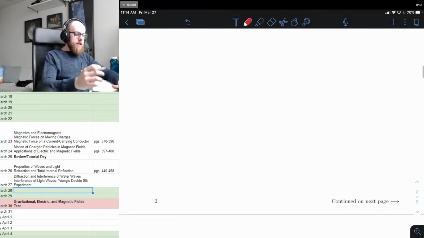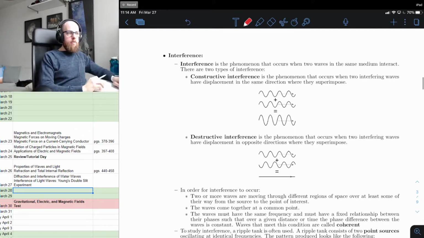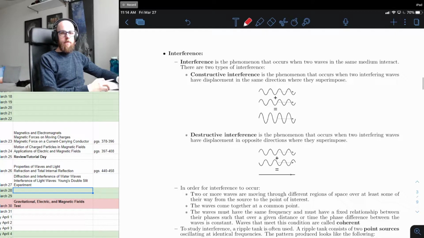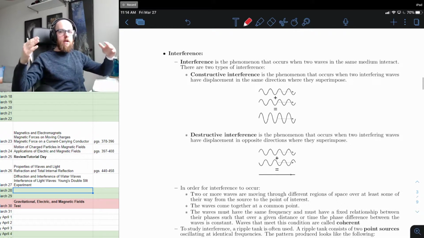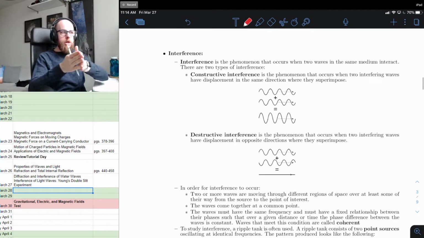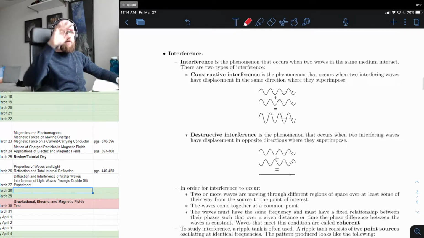Okay, so on to something that you guys would have presumably talked about in grade 11 physics. Everyone's heard of interference before, I would assume. When two waves are interacting with each other, they will interfere. Interference is just the phenomenon that occurs when two waves that are present within a given medium interact.